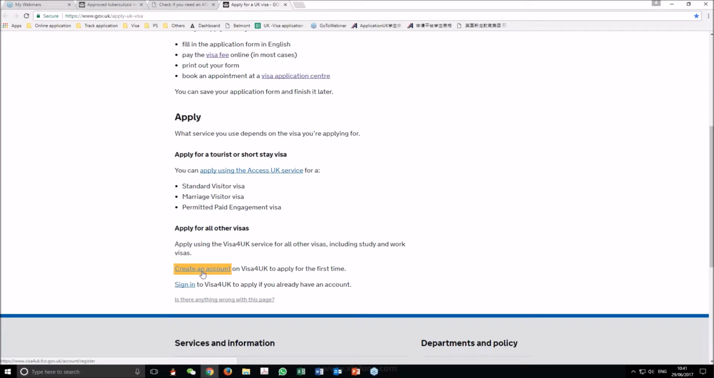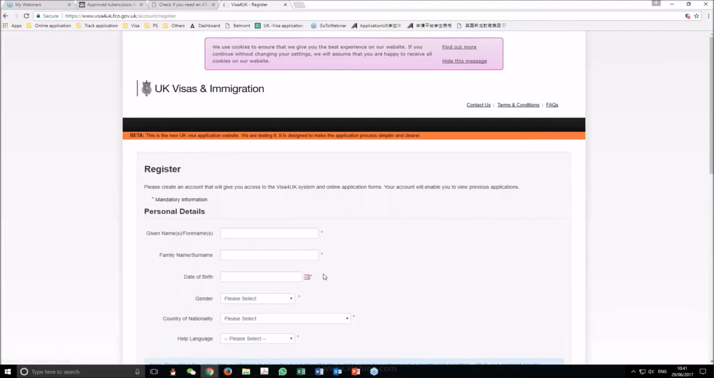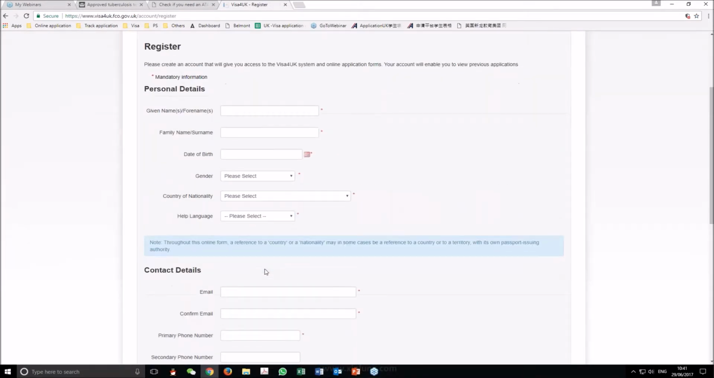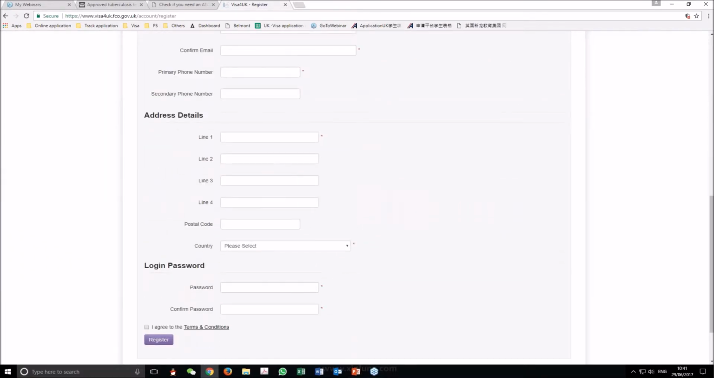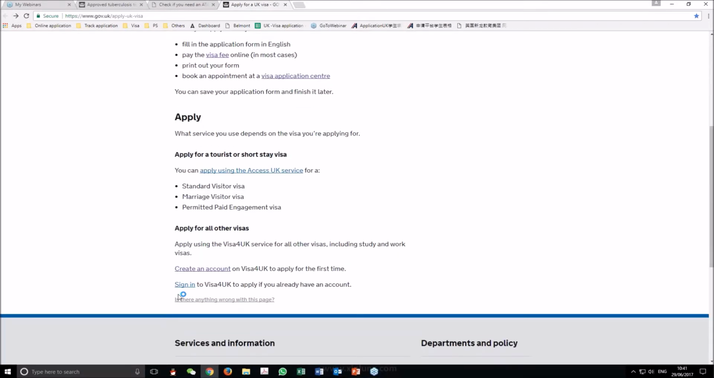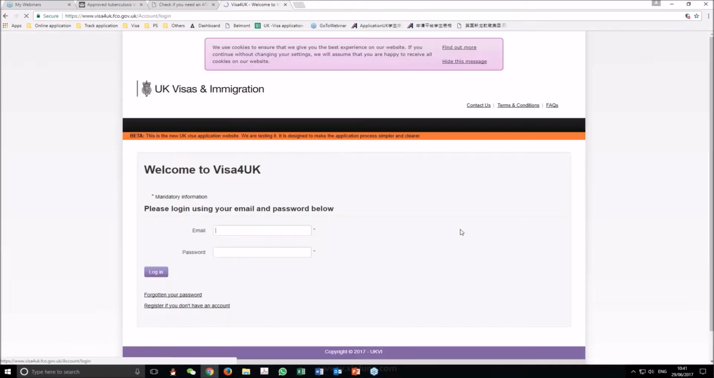account. Start by creating an account, fill out all the information on this page, then submit and register. The Home Office will send us an email to confirm our registration and give us the link to log into our online application form. They will give you a temporary password to log in and begin our online application.